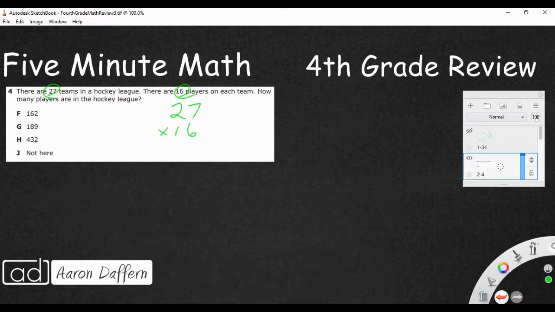Now, I'm going to do this side by side 2 different ways. I'm going to show you the standard algorithm on the left, and I'm going to show you what we call partial products over on the right, and both of them work.